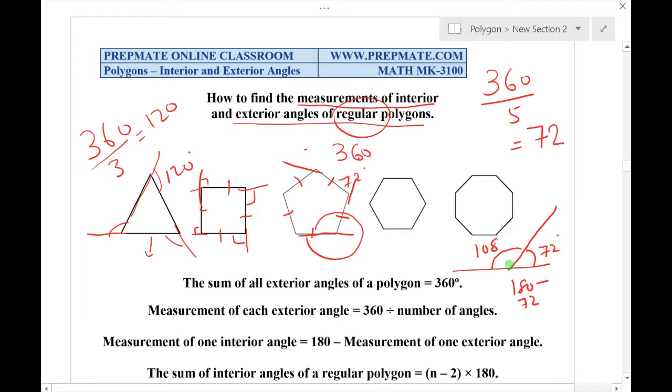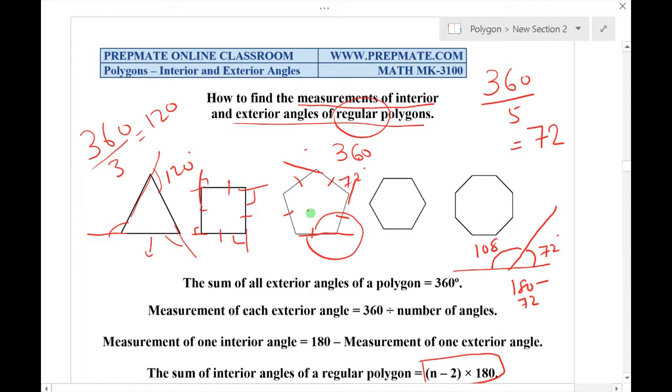Okay. Now, you could have got this, which would mean that you can find the measurement of the interior angle of any polygon just by remembering that the sum of all exterior angles measures 360 degrees. But you can also do the same thing by this formula, n minus 2 times 180. It will give you the sum of all the interior angles of a polygon.